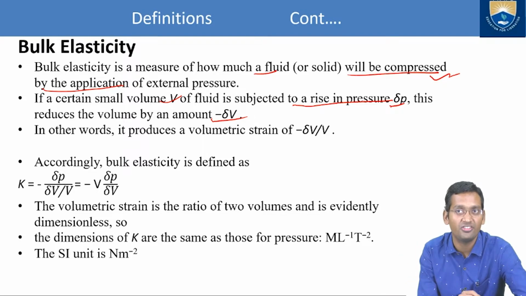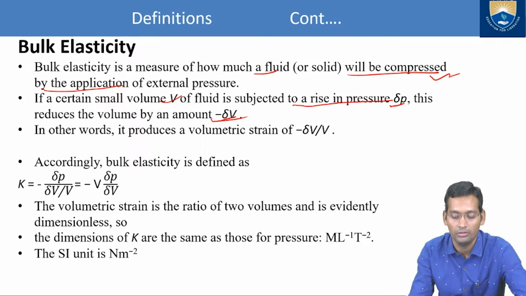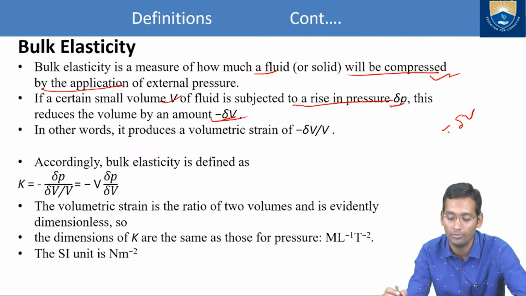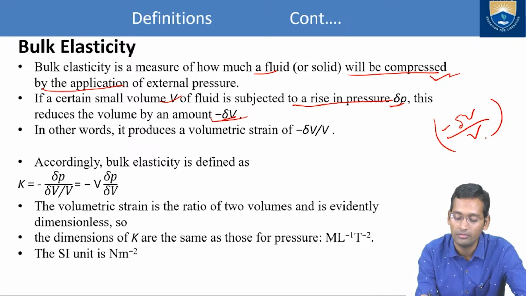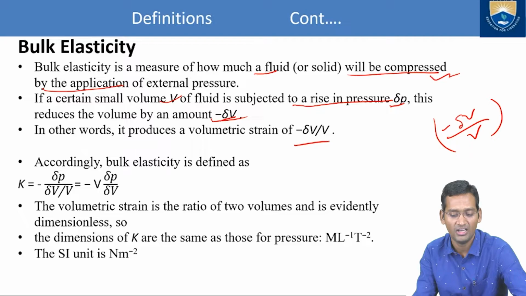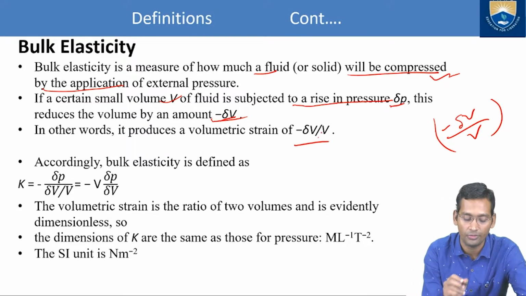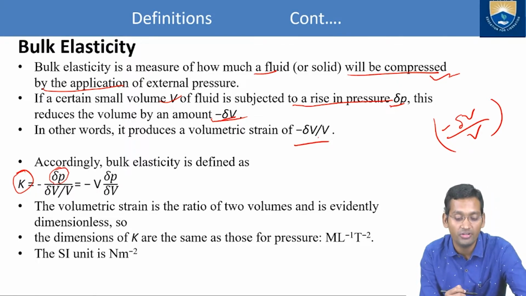Now the volumetric strain, as we have told you, is the change in volume by the original volume. By what amount is the volume changing? Delta V, that is minus delta V because of the decreasing volume. And the original volume was V. So this is the volumetric strain. Now we have to use these two concepts to derive this. So now see, K is the bulk elasticity, and because of the change in pressure, they experience the volumetric strain.